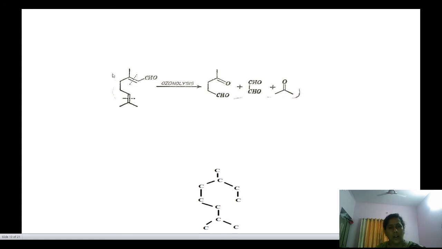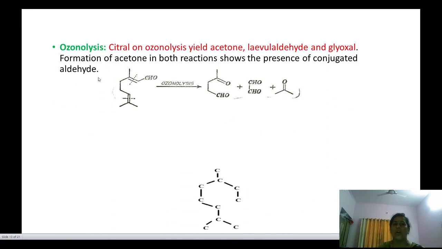Now, again, ozonolysis leads to acetone, levulinic aldehyde and glyoxal. Formation of acetone in both the reactions shows the presence of a conjugated aldehyde.